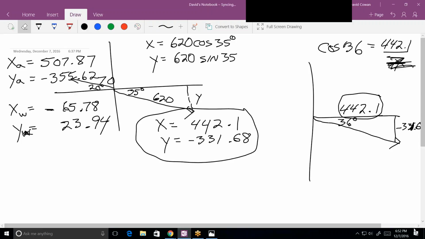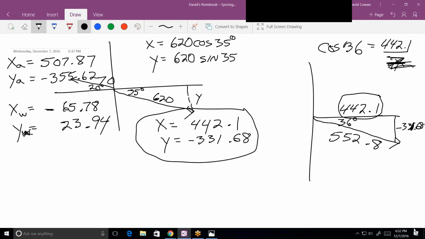Oh gosh. What did I do wrong? 440.1 divided by the cosine of 36 degrees. Okay. I got 552.8. What was the original speed of the airplane? 620? Yeah, that makes sense because the wind is slowing it down considerably.